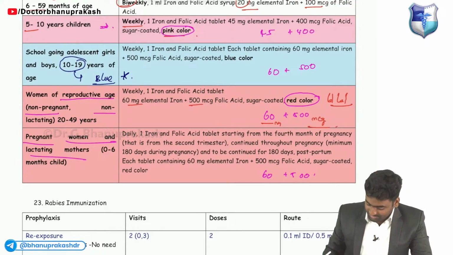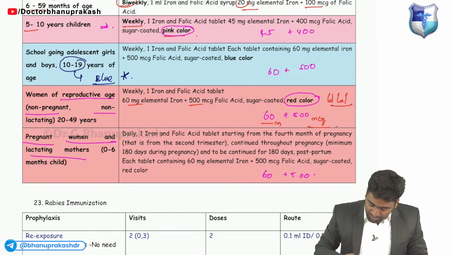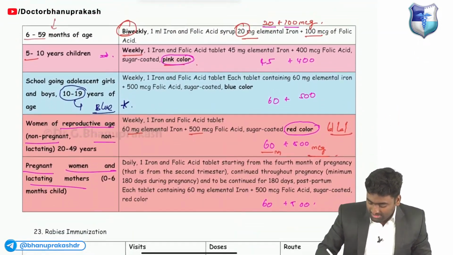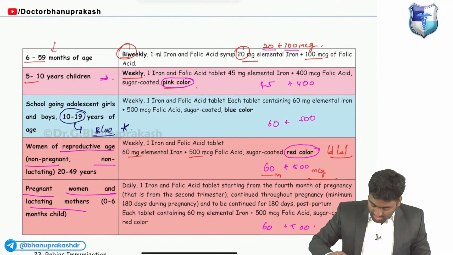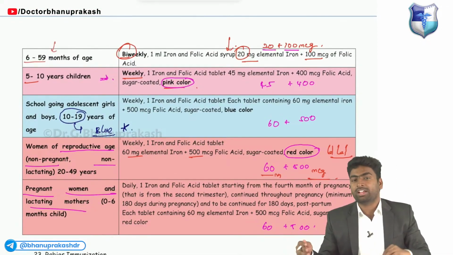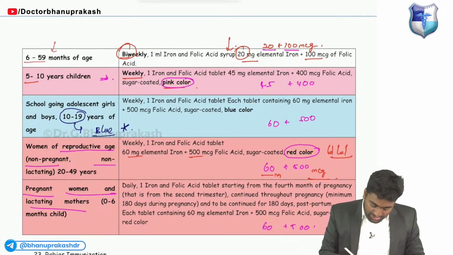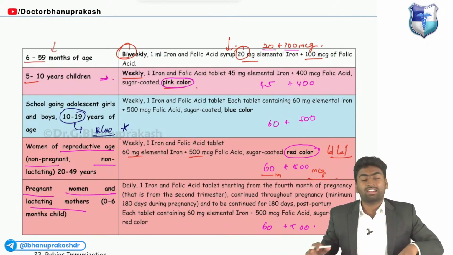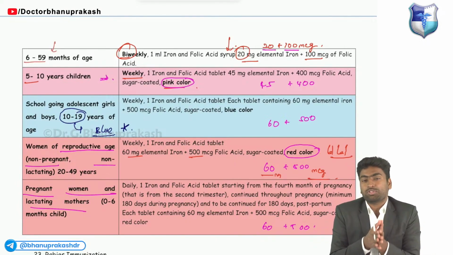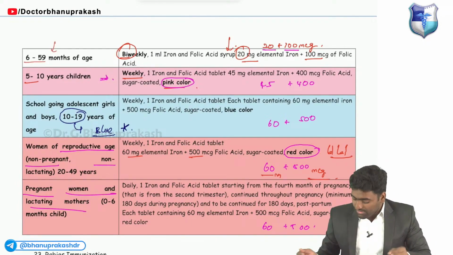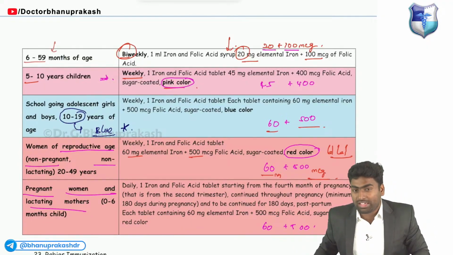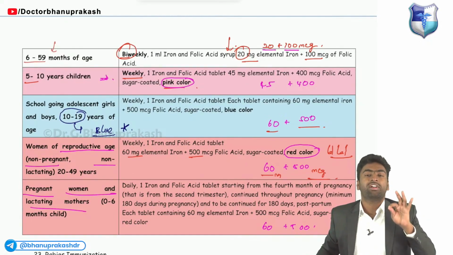Right, so initially for syrup we won't have a color. Whatever color the child will drink, whereas girls are more specific with their colors. So initially they will have the pink color between the age of 5 to 10 years. Then after 10 years, they will use blue color tablets with the concentration of 60 to 500, like 60 mg of iron and 500 mcg of folic acid.